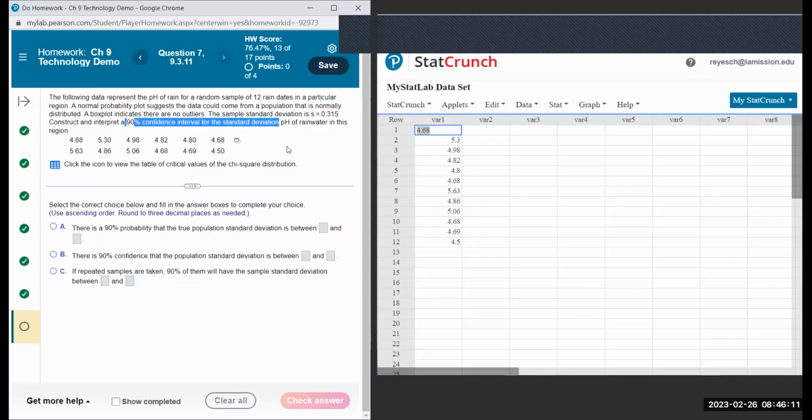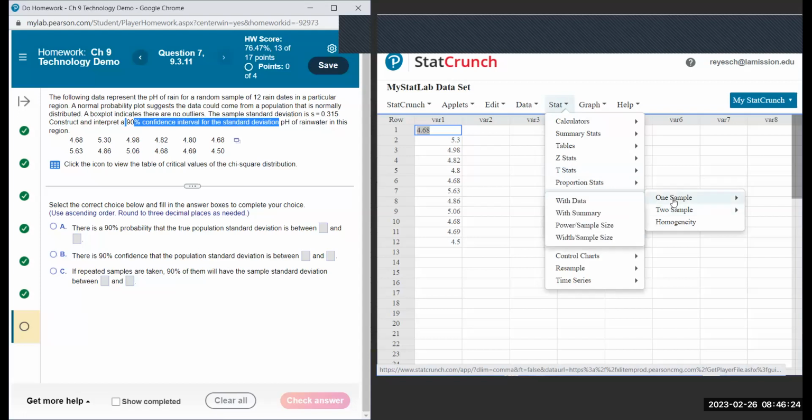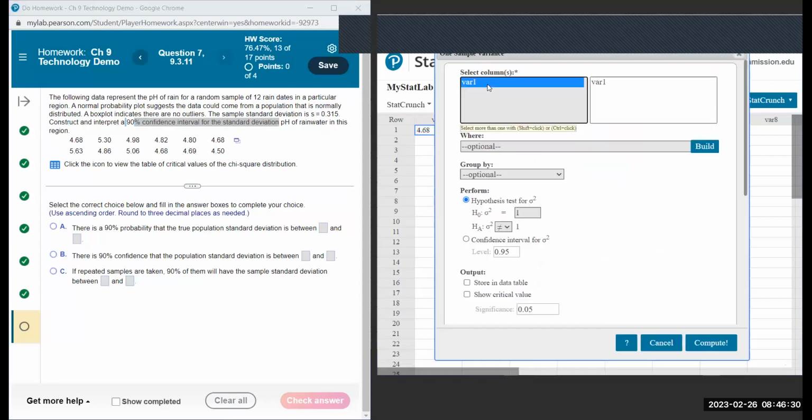Because it's either going to be means, proportions, or standard deviation. I don't know if they'll give us any that are variance. Sometimes they'll give us examples that deal with the actual variance. Okay, so here we want standard deviation, so that's going to be variance. We have one sample, and this time we have the actual original data. So we'll select our variable. We'll do a confidence interval. And for my problem, it's 90% confidence interval. For your problem, make sure you choose whatever your problem states.